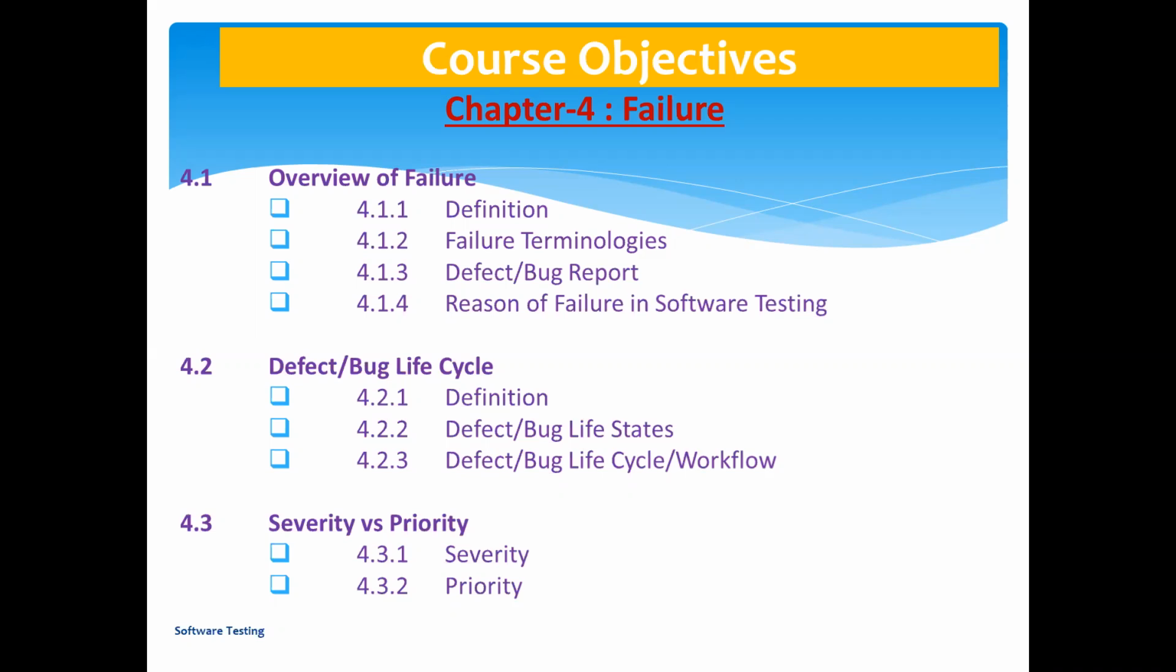So what is the definition? Then what are the different states, and how will this life cycle begin from where and end where? All those things we have to take care of. Then next is severity and priority. This is also related to those errors and failures only. One is severity, another is priority. What are the differences?